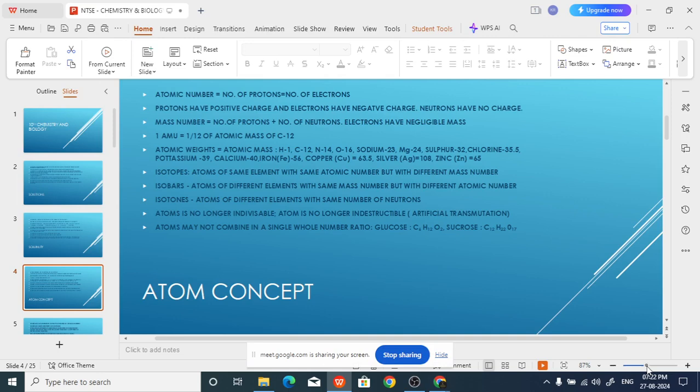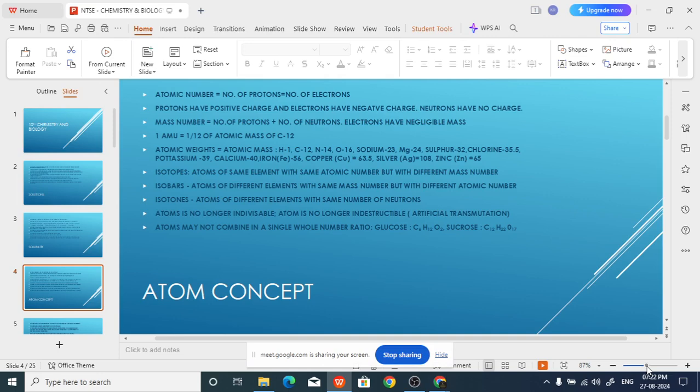Atom is no longer indivisible. Many years back, they were saying atom is not divisible. But today they are saying atom is divisible, so it's no longer indivisible. Atom is no longer indestructible. Okay, it can be transmuted. It can be divisible also.